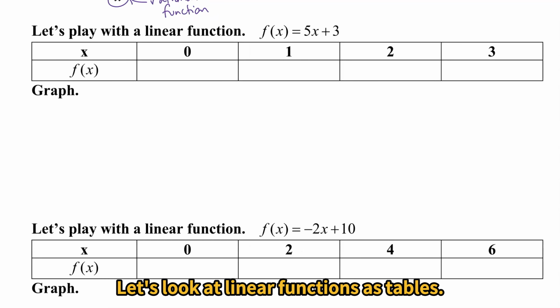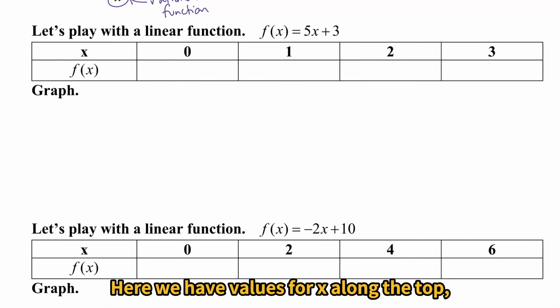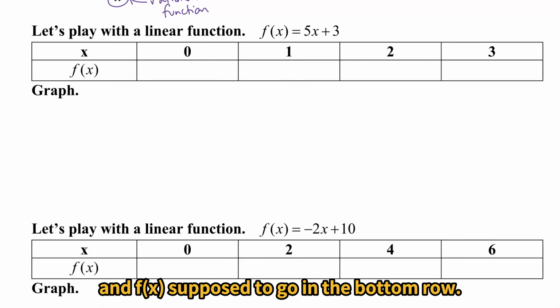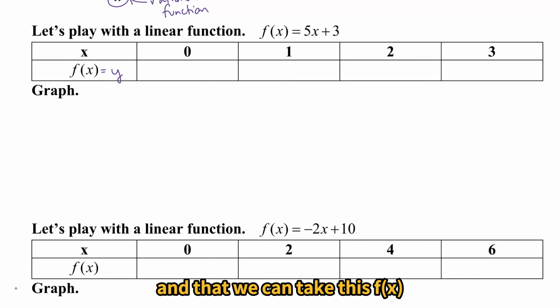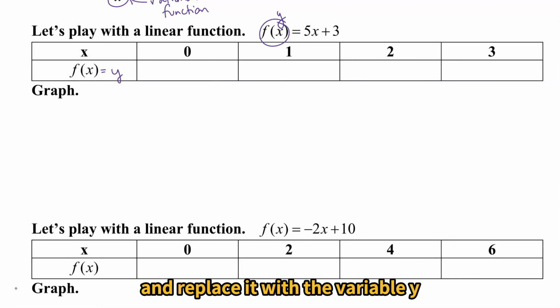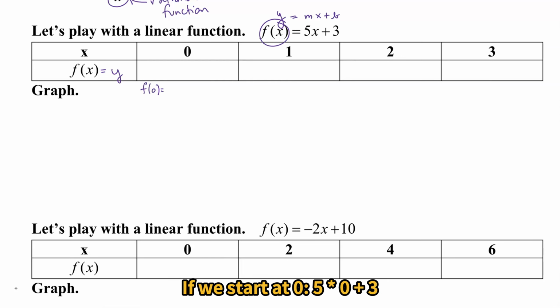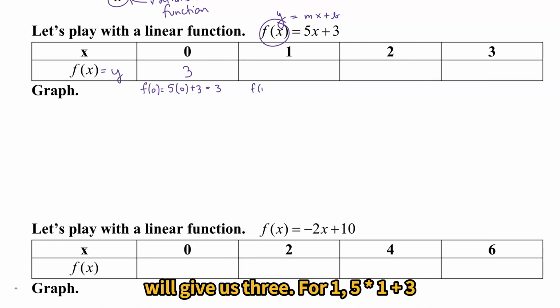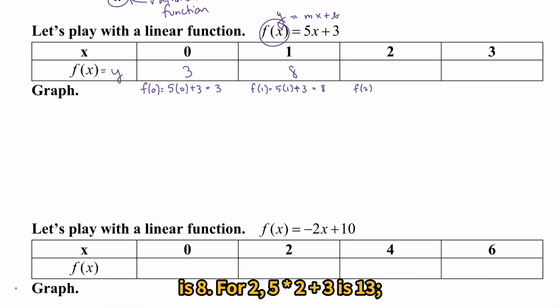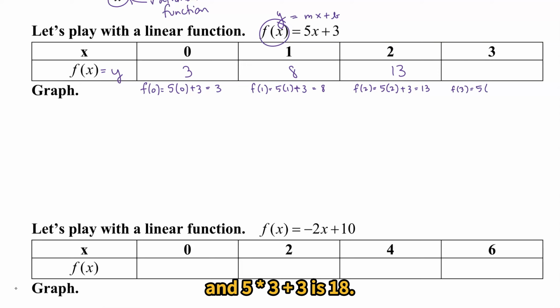Let's look at linear functions as tables. Here we have values for x along the top, and f of x is supposed to go in the bottom row. Remember that f of x is the same thing as y, and that we can take this f of x and replace it with the variable y. So now we're evaluating the function at these different values of x. If we start at 0, 5 times 0 plus 3 will give us 3. For 1, 5 times 1 plus 3 is 8. For 2, 5 times 2 plus 3 is 13. And 5 times 3 plus 3 is 18.